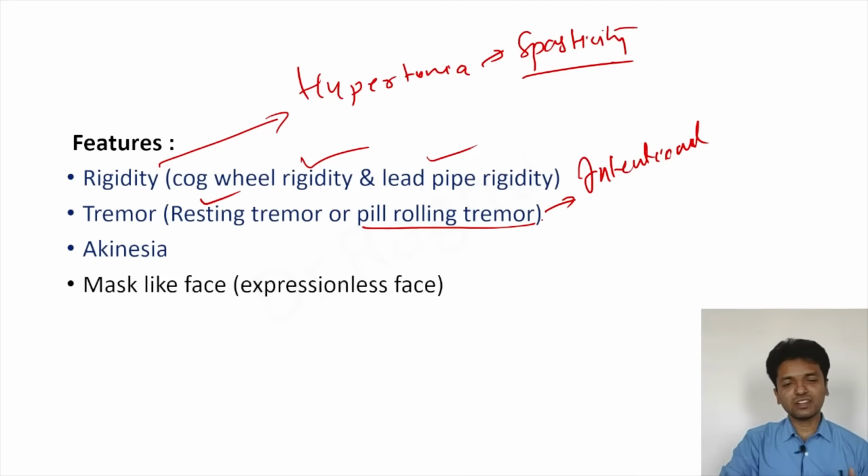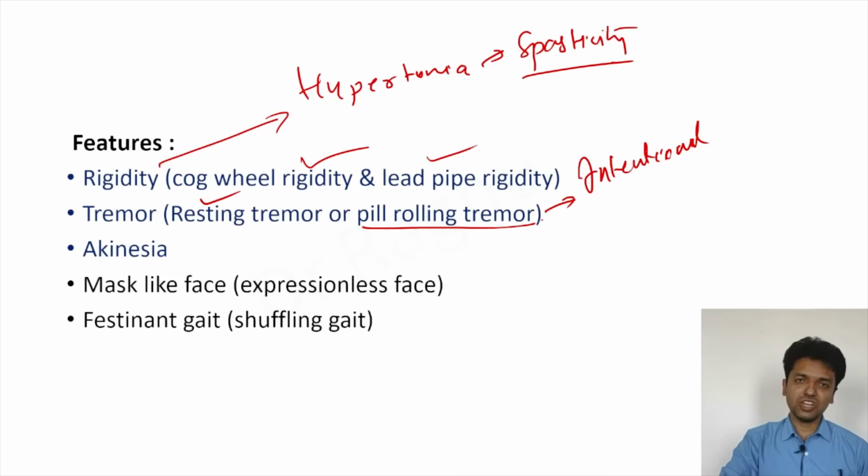There could be mask-like faces. Why mask-like faces? Because of bradykinesia. Person is unable to move the face. Whenever I am talking, there is a lot of facial expressions. I may smile, I may grin, I may look sad sometimes. But that kind of an expression is never seen in case of a person who is suffering from Parkinson's disease. That's why it is called mask-like face or expressionless face.